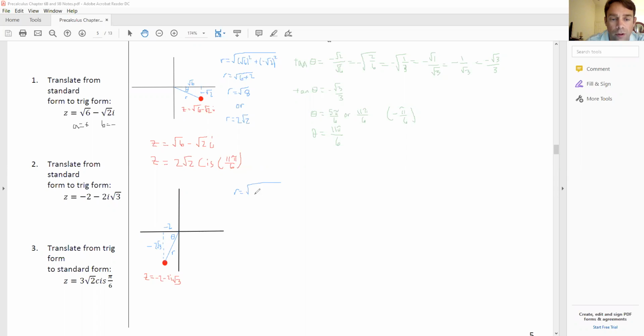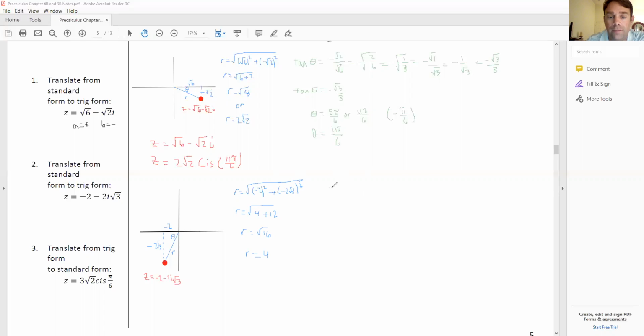And we ended up with -2 squared plus -2√3 squared. So that means R is 4 plus 12. So the square root of 16 is 4. So R is 4. So what we've got to do now is figure out what theta is.